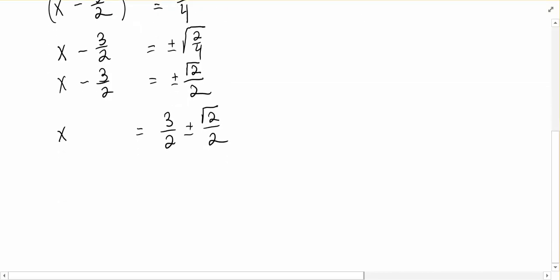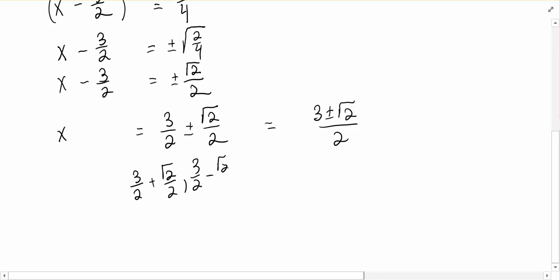So that's one way to write the answer. I could also write the answer by realizing that I have a common denominator. So I could say it's 3 plus or minus √2 over 2. And with either of these, I could write it as two separate answers as well. So I could say it's 3/2 plus √2 over 2. It's 3/2 minus √2 over 2. I could also say it's 3 plus √2 over 2, 3 minus √2 over 2.